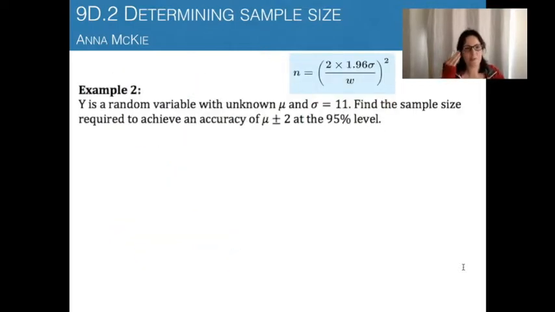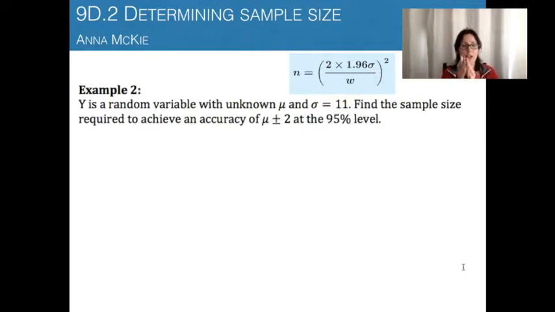Next, example 2. Y is a random variable with unknown mu, but the standard deviation is 11. We're asked to find the sample size required to achieve an accuracy of mu plus or minus 2 at the 95% level. So you might think, oh, I don't have mu, is that a problem? Well, let's have a look at the formula here. The variables that you need to know are sigma, we know that is 11, and the width. Let's have a think about that.